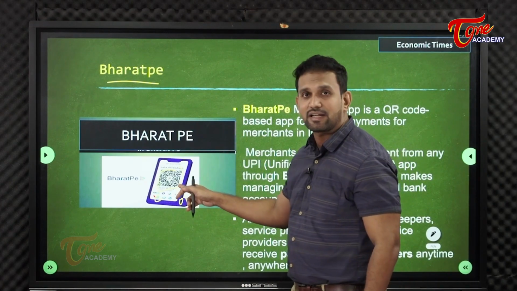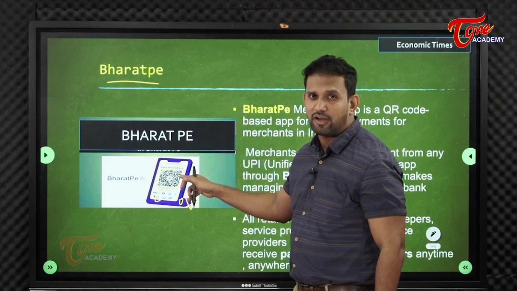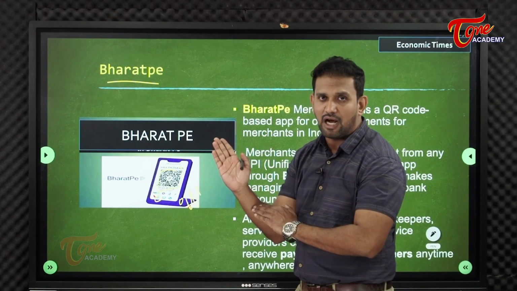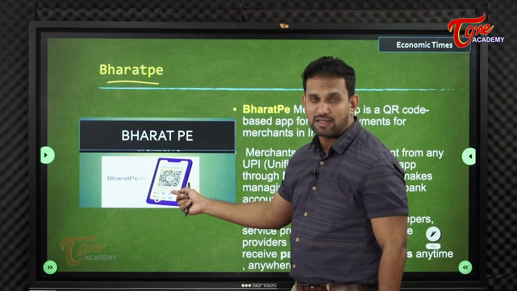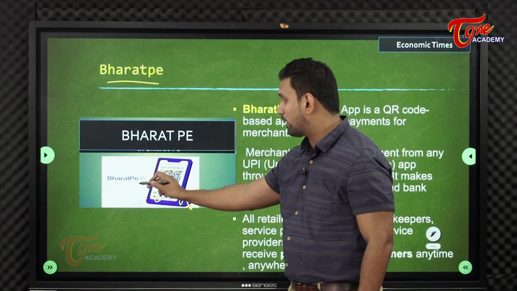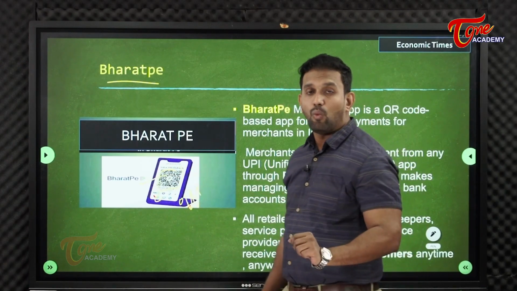This is just a card. No, it is not connected with 4G. It is not connected with 5G or Wi-Fi. It's just a card, right or wrong. But still it works, right or wrong. This is called Bharatpe. Okay. Why is it in the news?